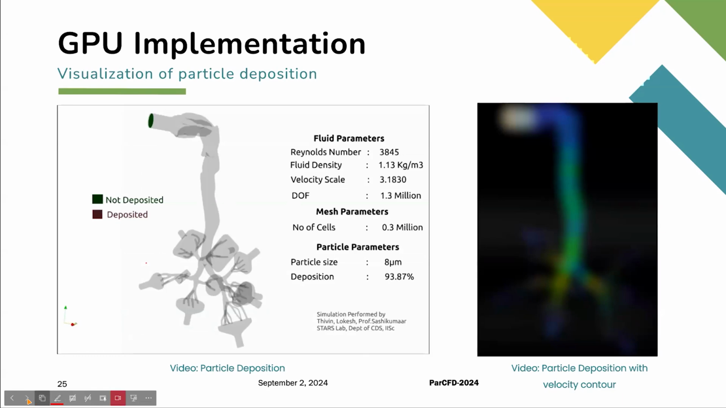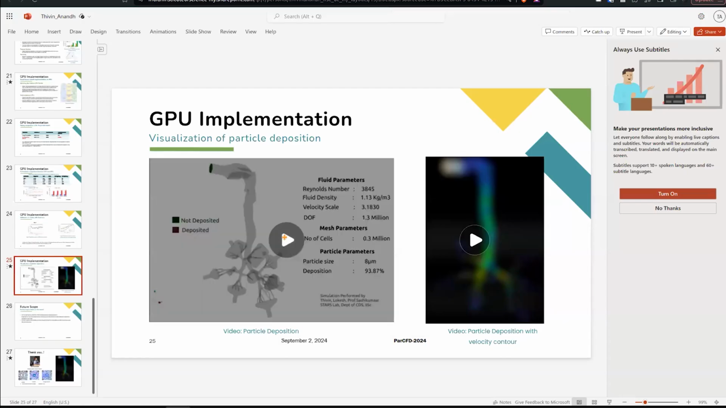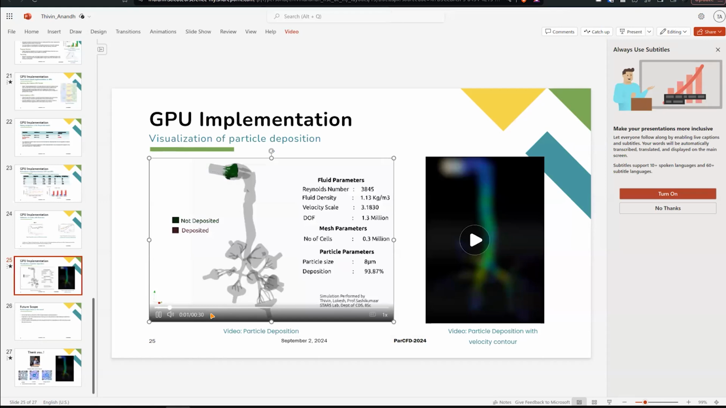I think this is just the visualization of the particle simulation. Let me try if I can play this. This was done for 1 million particles at 8 micrometer diameter. We achieved a deposition fraction of 83.97%.